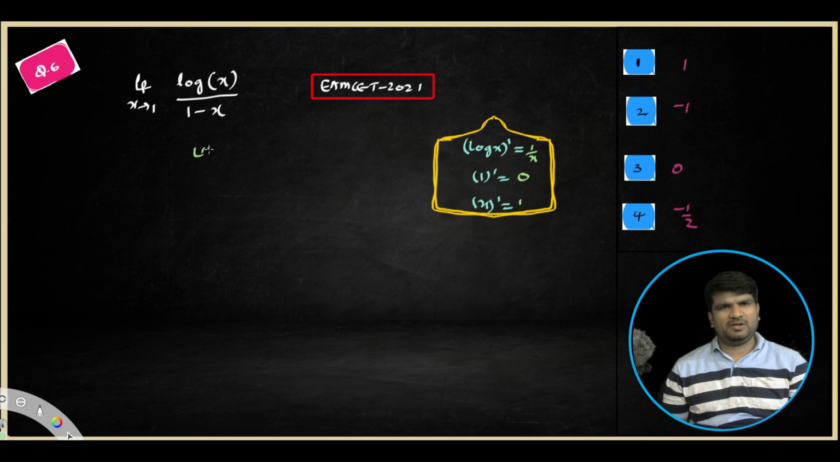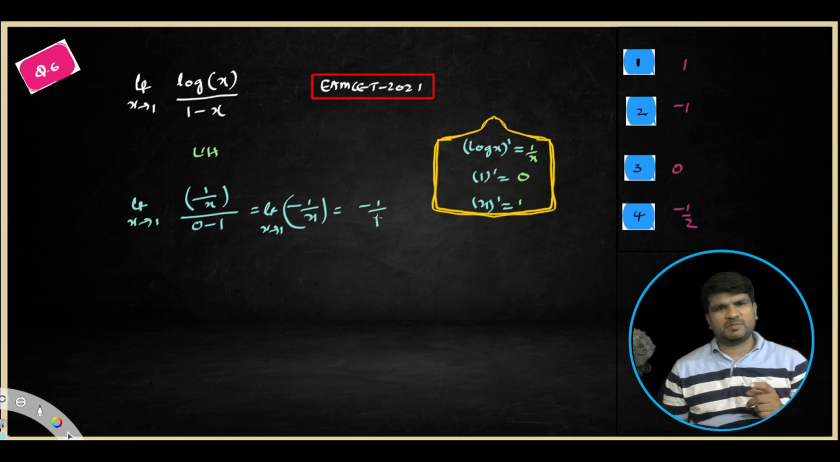So using L'Hospital, if you differentiate the numerator as well as the denominator, limit x tends to 1, differentiation of the numerator, that is log x, is 1 by x, divided by differentiation of 1 which is 0, differentiation of x is 1, so minus 1. So this will become minus 1 by x. We have to apply the limit now, x tends to 1. If you write x equals 1, minus 1 by 1 is minus 1. So the second option is the right option.